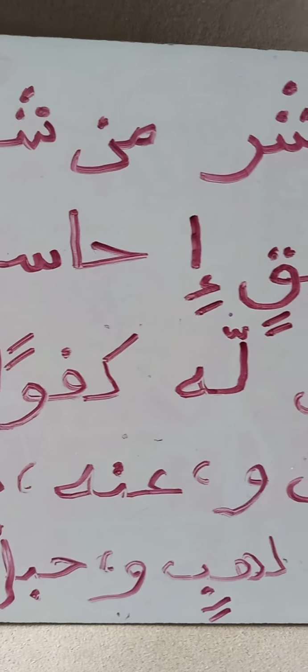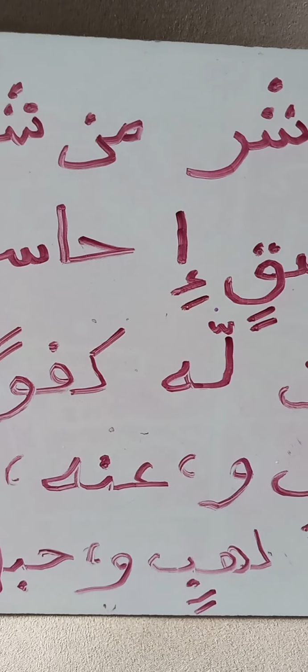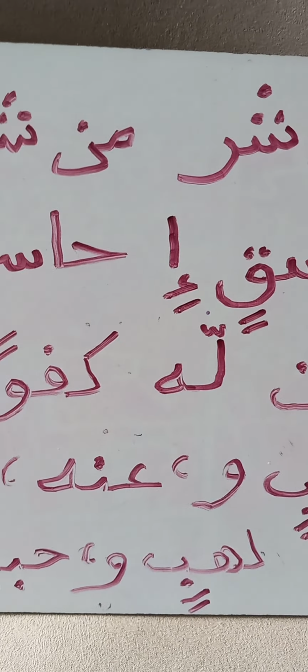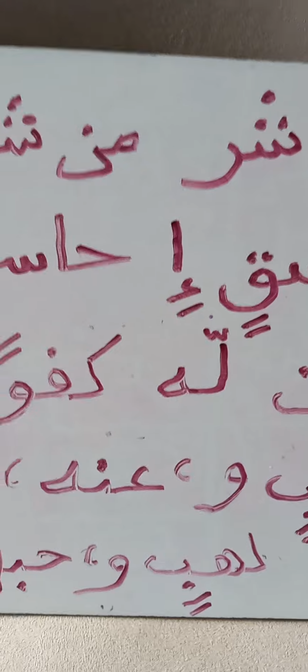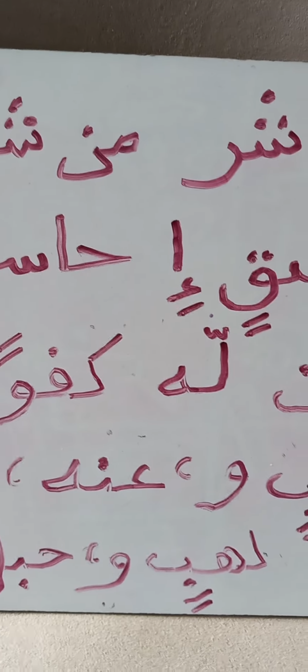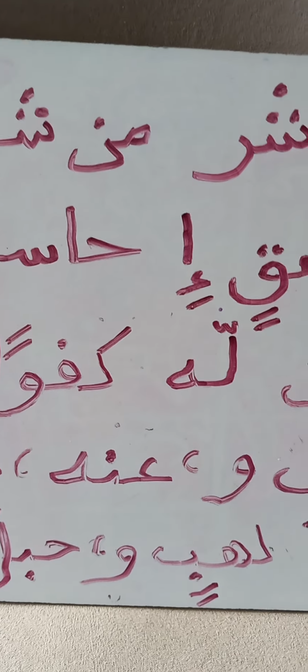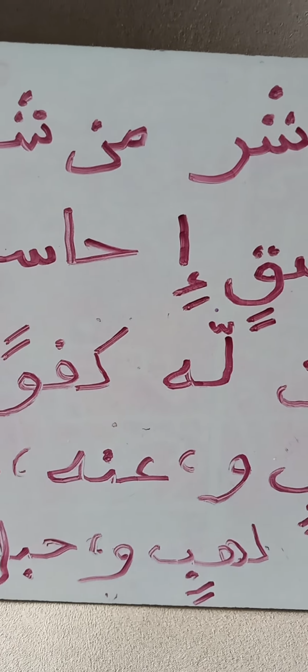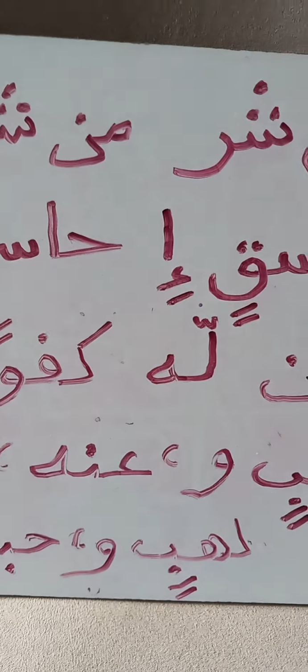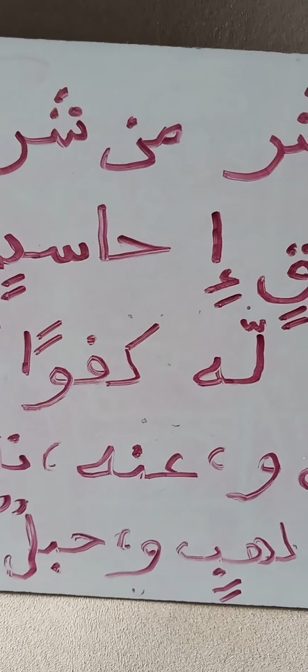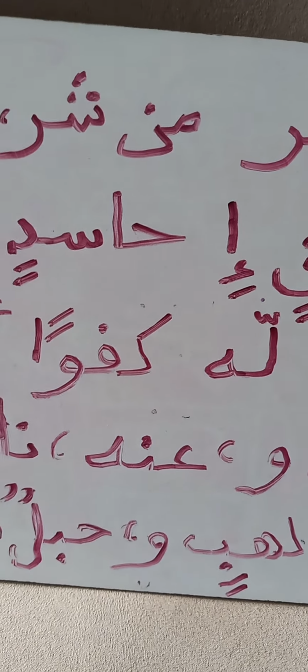Idgham. That's the name of the category. What is the subcategory within that category? It's 2 letters. They don't have nasalization. You just recite them with the combinational sound. That's lam and ra. There's no nasalization. When they come after the nun sakin and the tanween, there is just combination of the sound.